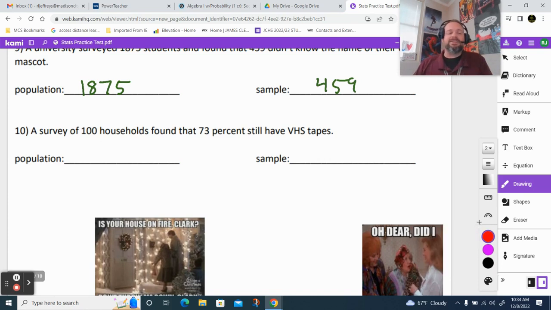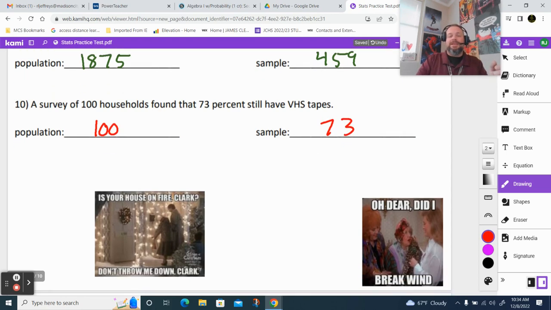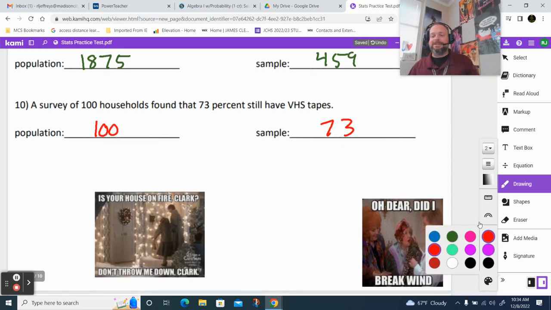Survey of 100 households found out that 73% still have VHS tapes. These are 2 points apiece. So 2, 4, 6, 8. This is out of 8 again.